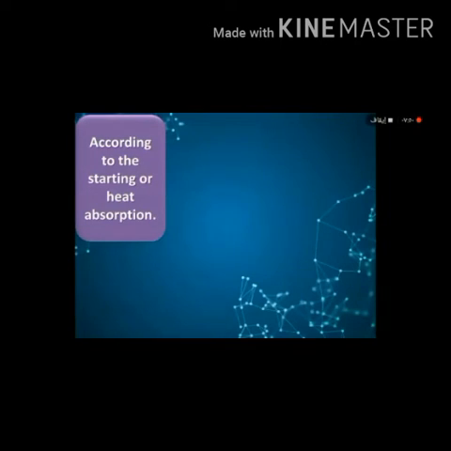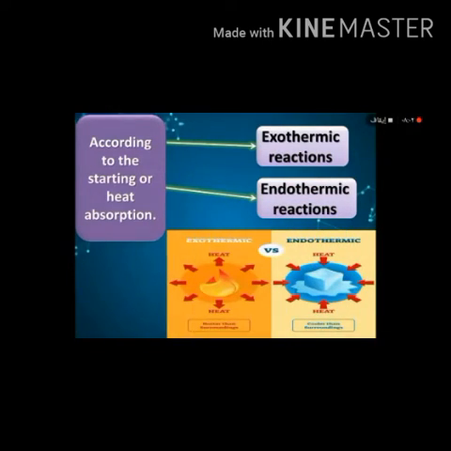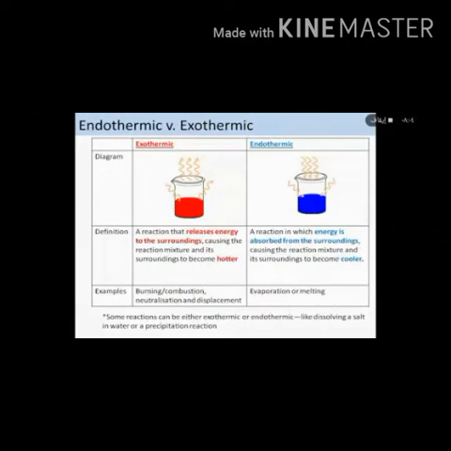Now let's go to the fourth type of the chemical reactions, reactions according to the starting or heat absorption, and is divided into two types, exothermic reactions and endothermic reactions. And as you can see in this comparison, the exothermic reactions are defined as a reaction that releases energy to the surroundings, causing the reaction mixture and its surroundings to become hotter. For example, burning, combustion, neutralization, and displacement.